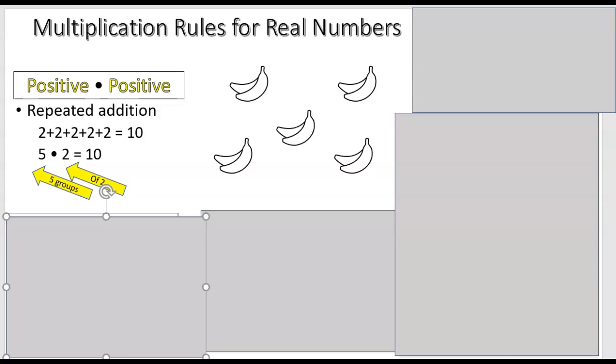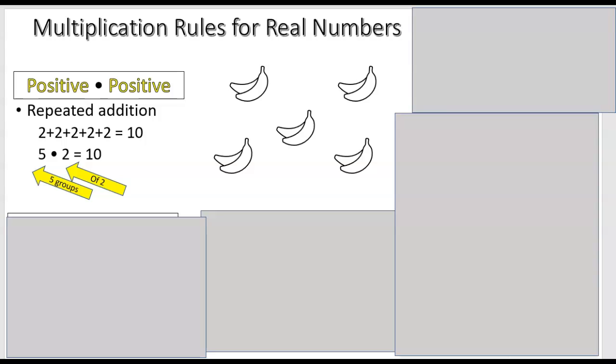Hello, this is Miss King, and here's a recording that should explain to you the reason behind the multiplication rules for real numbers, positive and negative, whole numbers and parts of numbers, fractions, integers, both positive and negative.